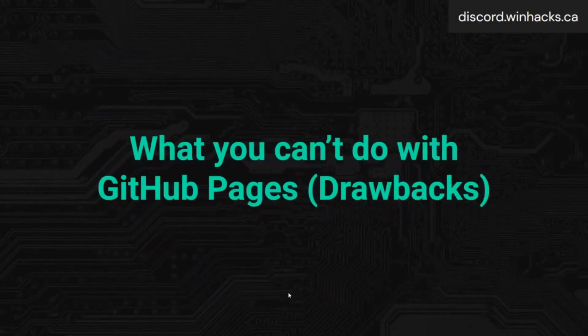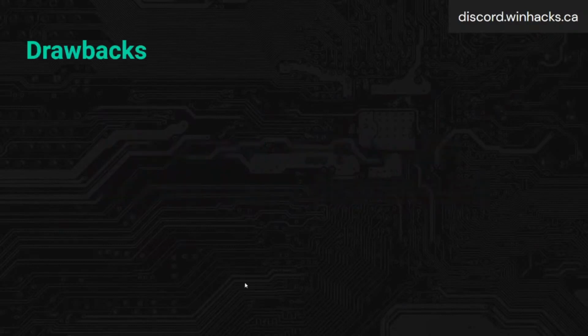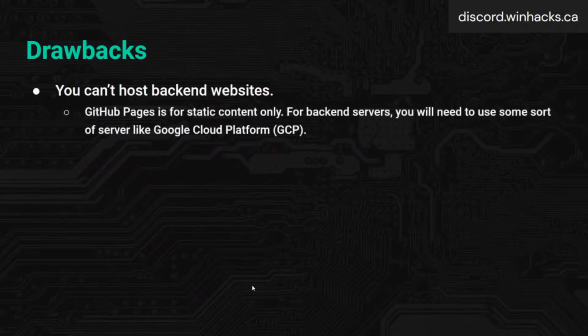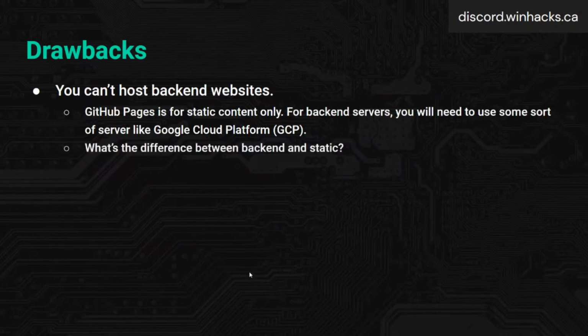Now let's go over some things that you can't do with GitHub Pages. While GitHub Pages is very nice, there are certain things that you can't do with it. For example, you can't host backend websites. So you can't host a database or login system or anything like that. GitHub Pages is only for static content. For backend servers, you're going to need some sort of cloud service like Google Cloud Platform, for example.